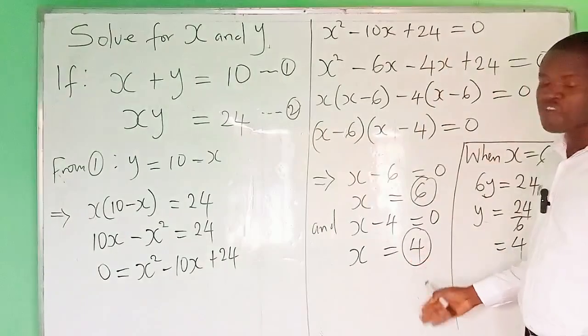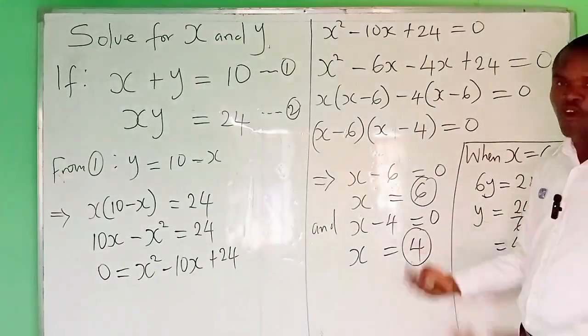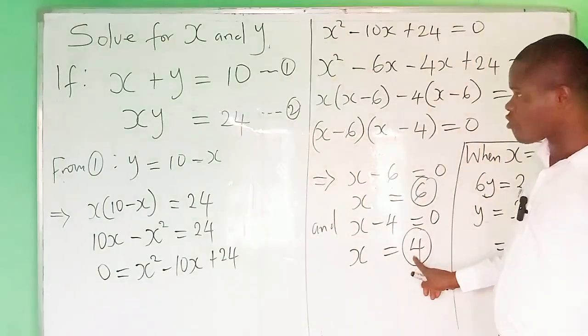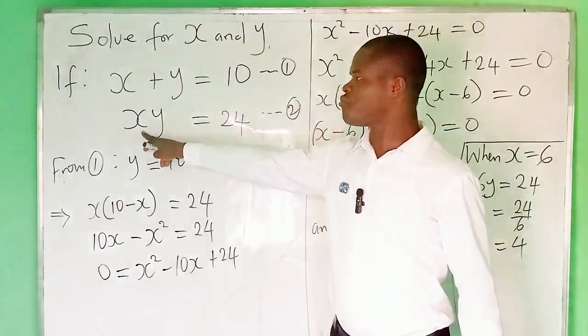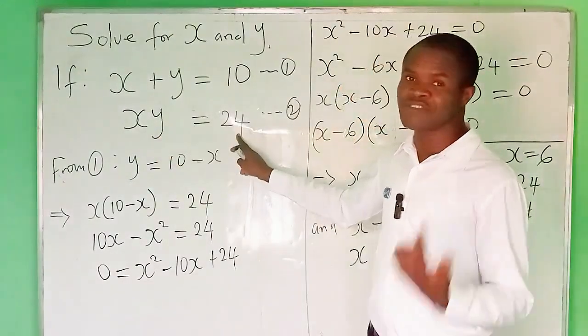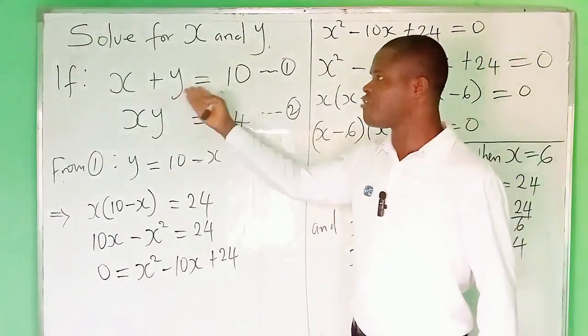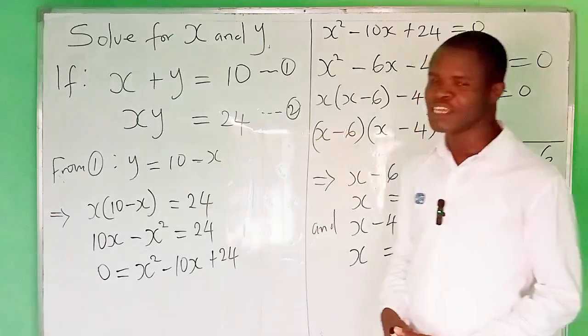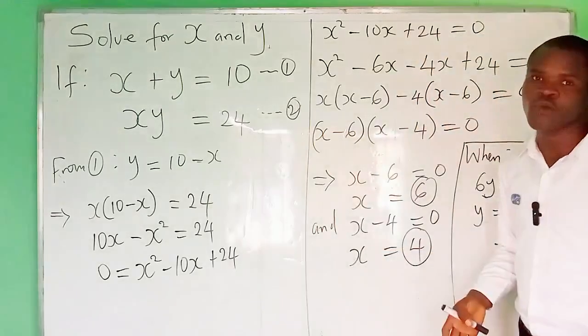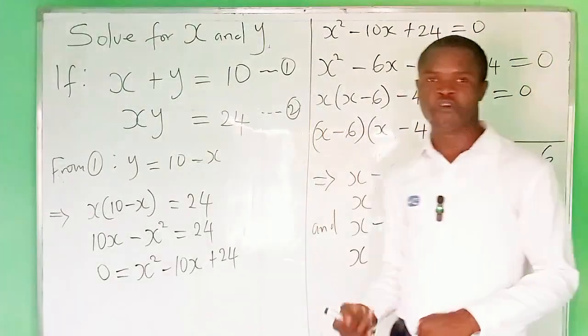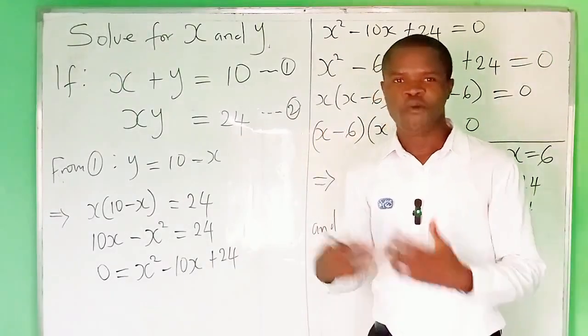Okay, if you also want to find the corresponding value of y when x is equal to 4, of course, when x is equal to 4, y will become 24 divided by 4. That will give us 6. And if you check 6 and 4, we'll still get the same answer. So it means that when x is equal to 6, y is equal to 4. And when x is equal to 4, y is equal to 6.